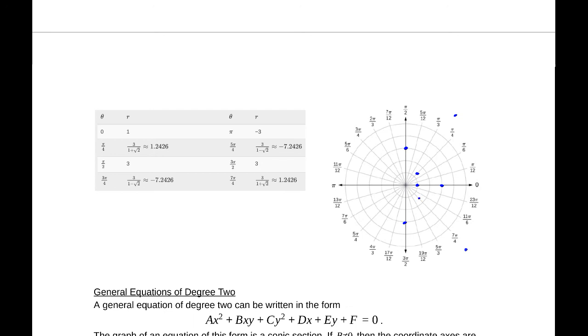Now you probably can't see this very well, but what happens here, our center appears to be this point right here, where r equals 2. And it looks like this. We do, in fact, have a hyperbola.